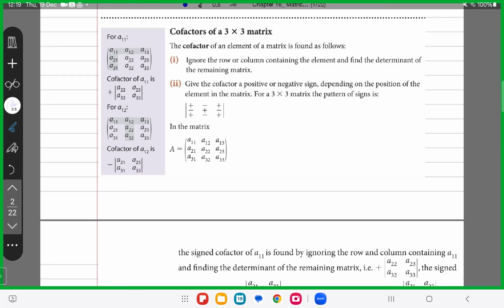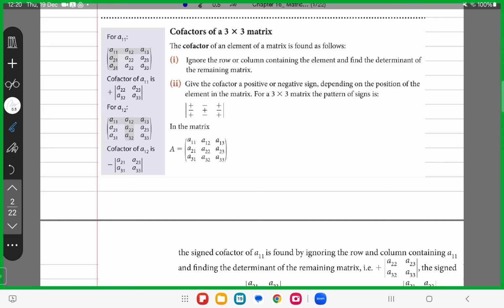For a 3x3 matrix, the sign of an element in a cofactor matrix depends on the position of the element in the matrix. The pattern of the signs is, for the first row, positive, negative, positive. For the second row, negative, positive, negative. For the third row, positive, negative, positive.